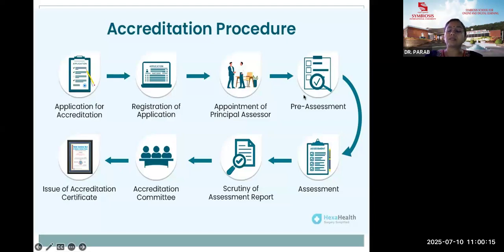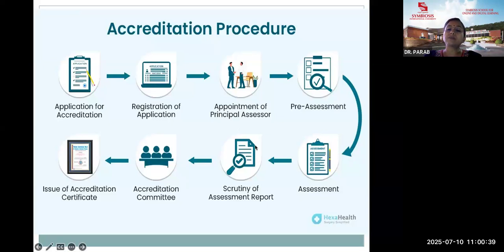There is a pre-assessment, which is like a desk assessment, which means that all the documents that you uploaded online are first assessed, and then non-compliances are pulled out from that. Those non-compliances come back to us, and then you have to close those non-compliances. You're given 2 chances to close the non-compliances. And then you come to a final assessment.